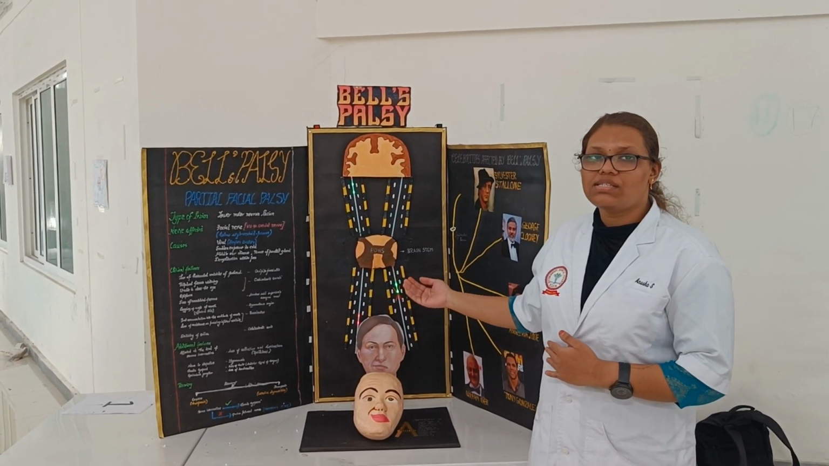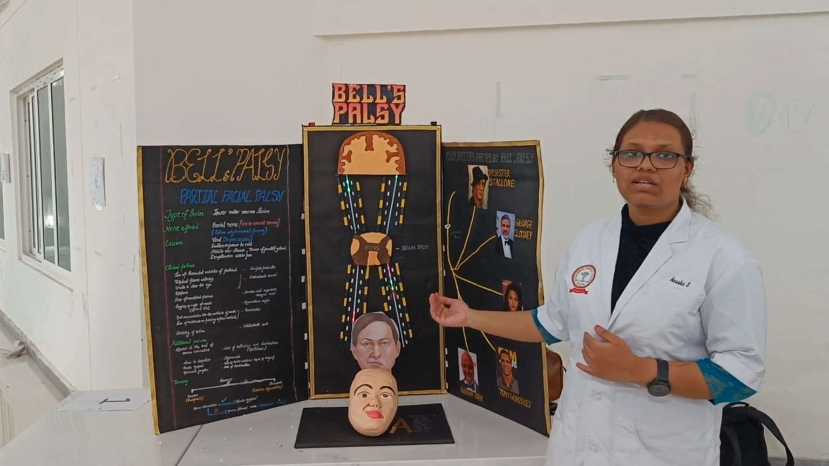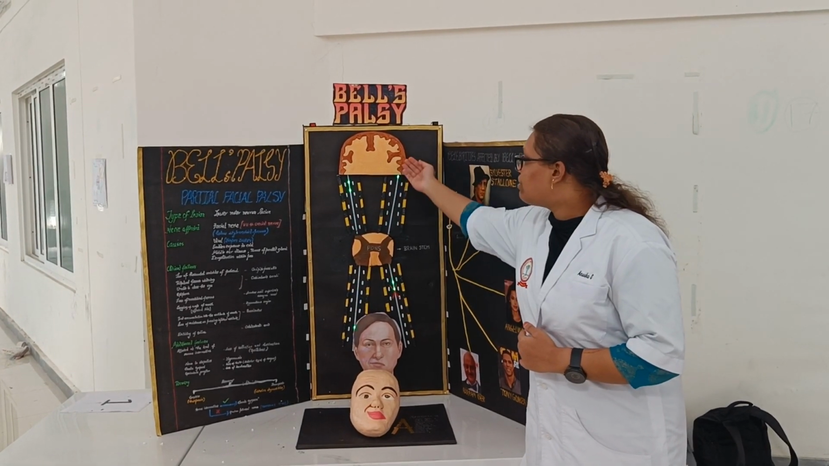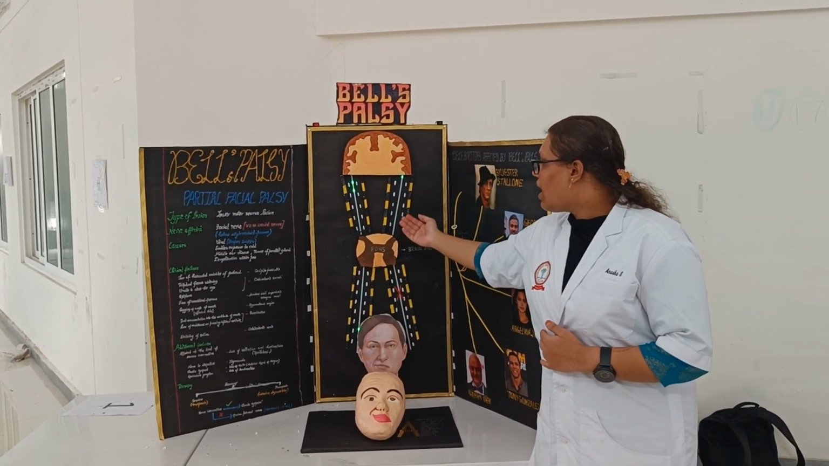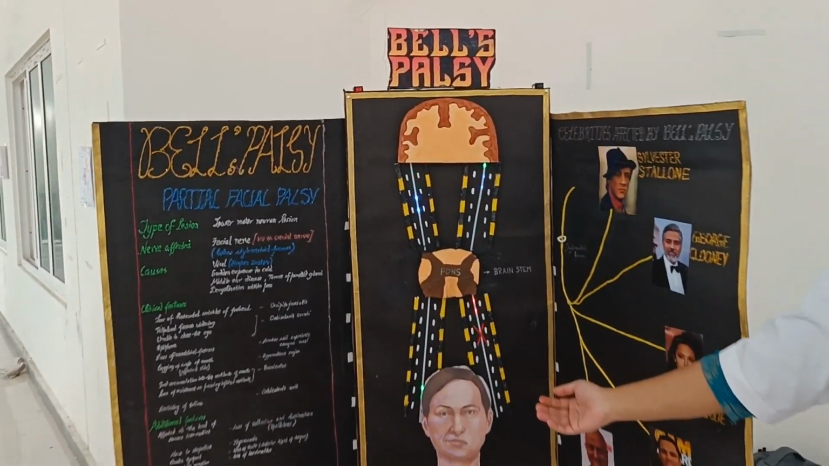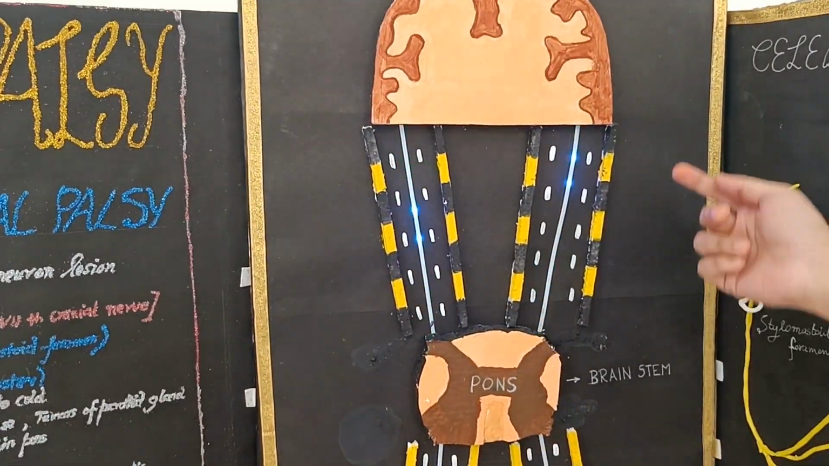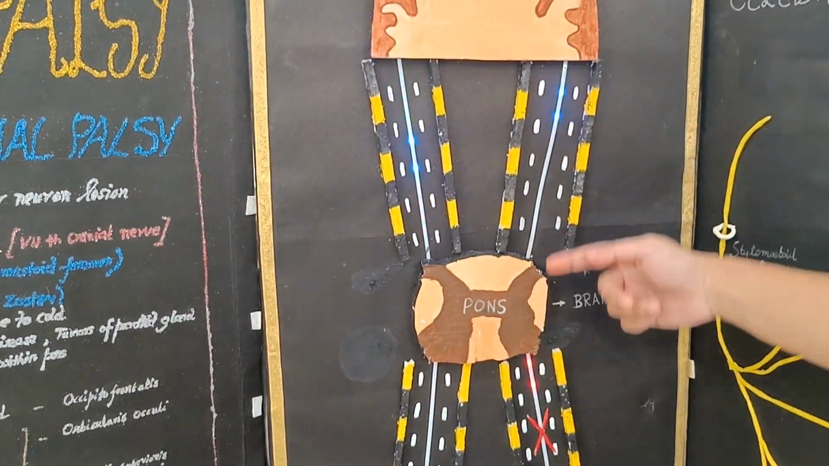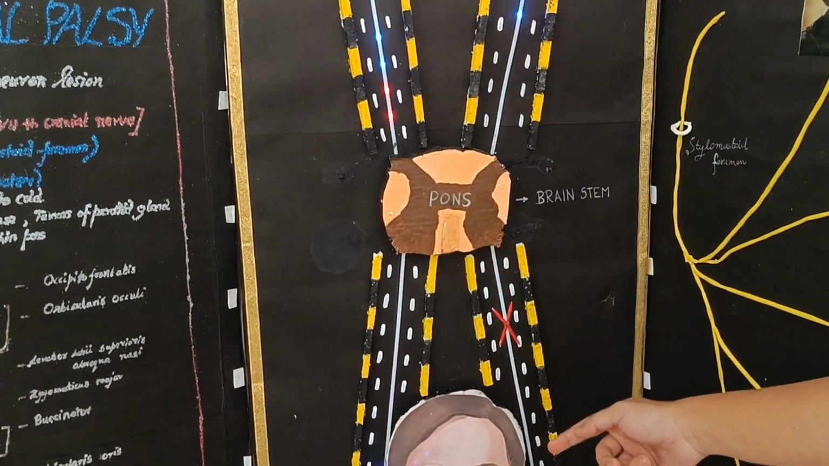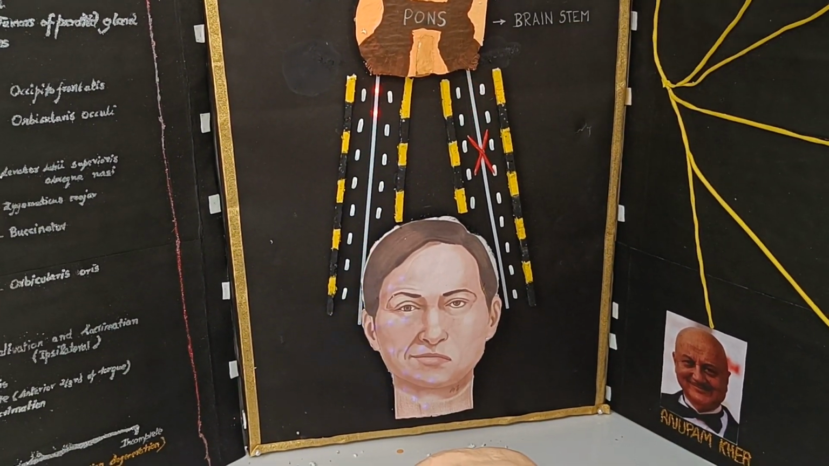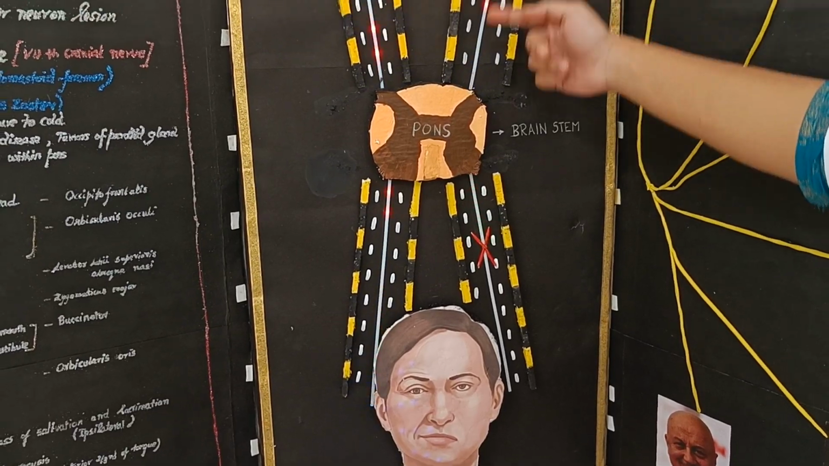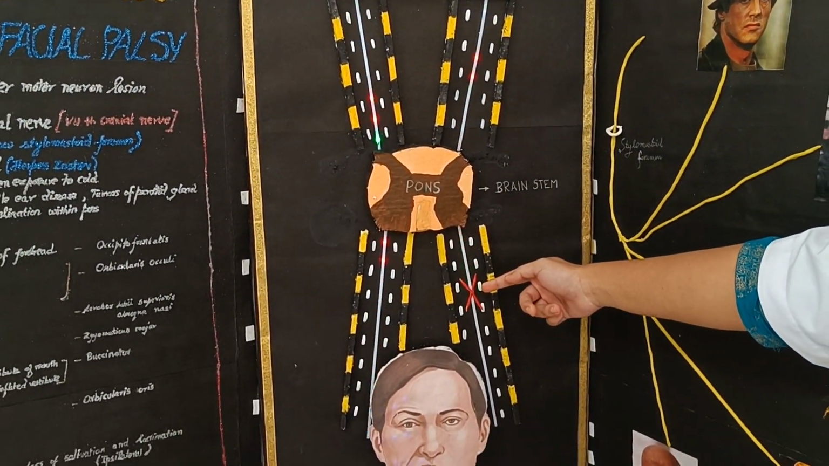Bell's palsy is a problem where the lower motor neuron is affected. This is the cortex, this is the pons, and from the pons the facial nerve originates. The facial nerve is affected here. This is the upper motor neuron from the cortex to the pons, and from the pons to the face we have the lower motor neuron. This is the normal side, and this is the abnormal side where there is a lesion present.